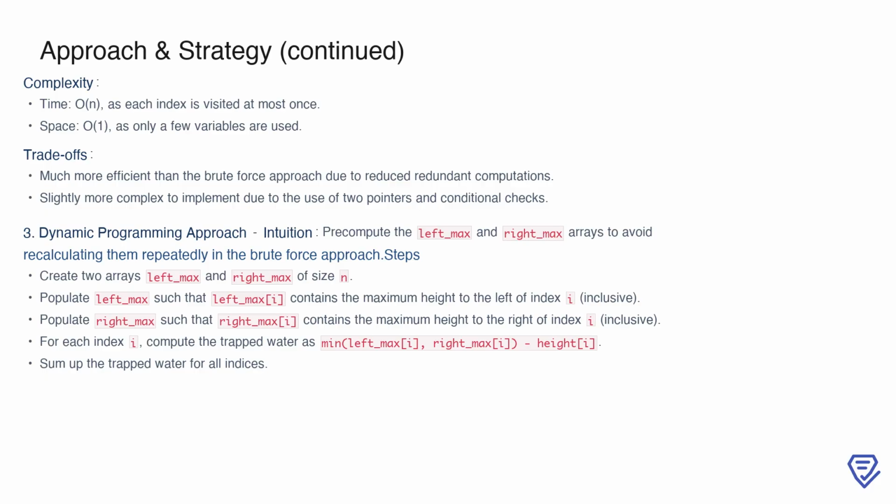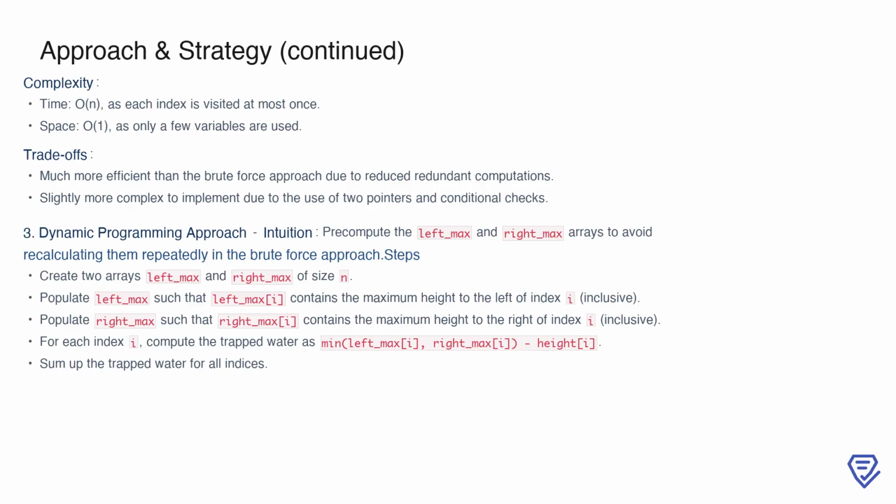It also has a space complexity of O(1), as it requires only a few variables to keep track of the pointers and maximum heights. This makes it significantly more efficient than the brute force approach. However, it is slightly more complex to implement due to the need for conditional checks in managing two pointers.